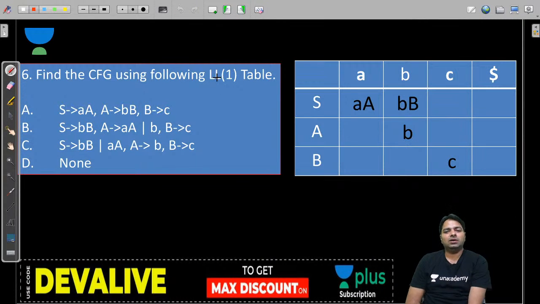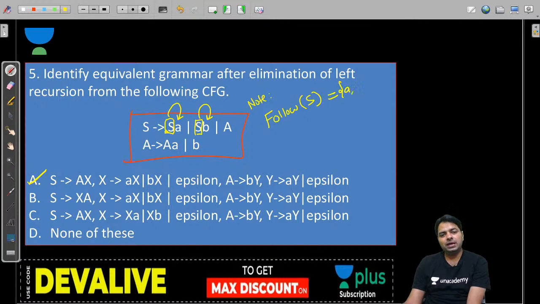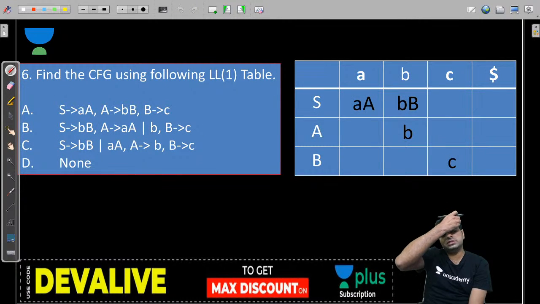All right. Now the sixth question. Because we got a repeated question, right? So compute follow of S. Let's see what is the answer. Follow of S, a new question. What is the answer? Yes, we have two places. So after S you have A and B. So A comma B, and S is the start symbol, so dollar. I am solving a new question because the question was repeated. Alright. That's it.